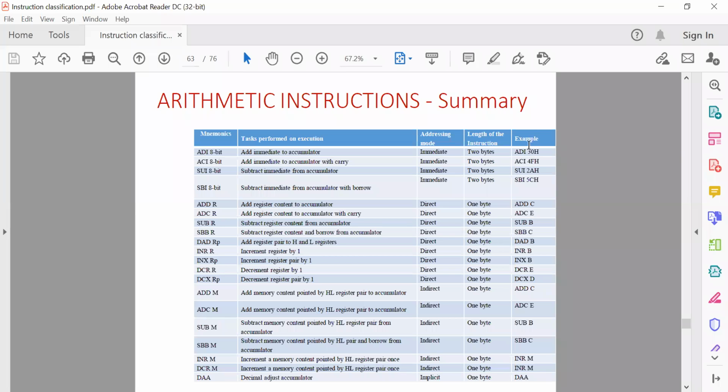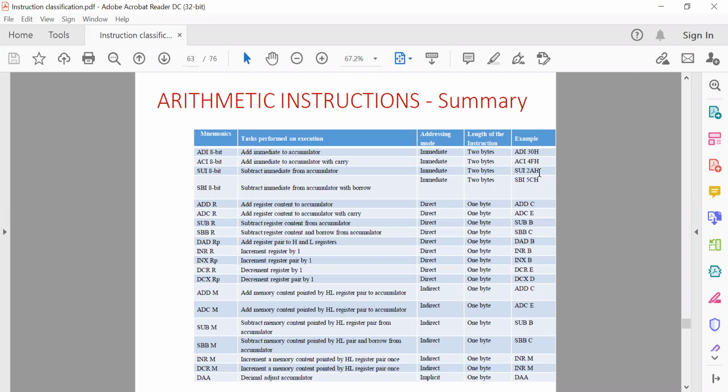And always the accumulator will be added to this specific data. If it is written as ADI 02, that means A plus 02, and the result will be stored into A. If it is written as ADI FF, then A plus FF, and the result will be stored inside the accumulator.